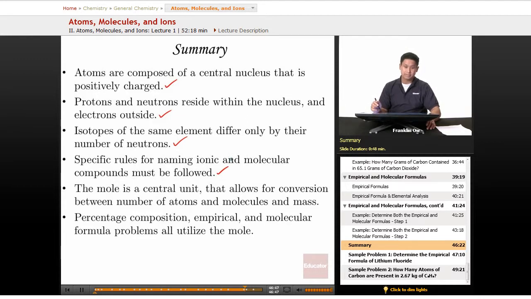We also saw that the mole is a central unit that allows for conversion between number of atoms and molecules and for mass. And finally, the mole is a central unit that is required for several types of different problems, including percentage composition and the empirical and molecular formula problems.